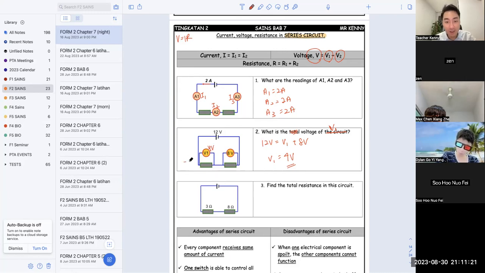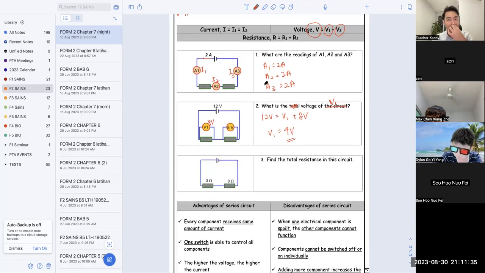Teacher, what if I add one more over here? This one is 8, this one 4. Then you start to see adjustment already. Maybe this one will be 7, this one will be 3, and so on and so forth, depending on what electrical items you use. Okay?